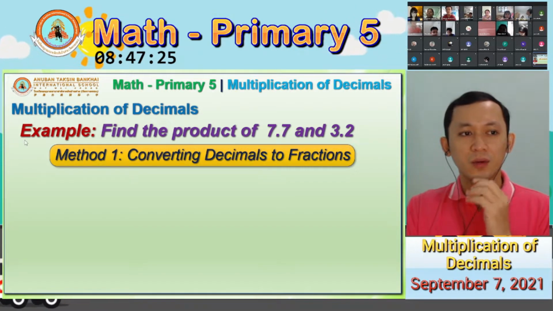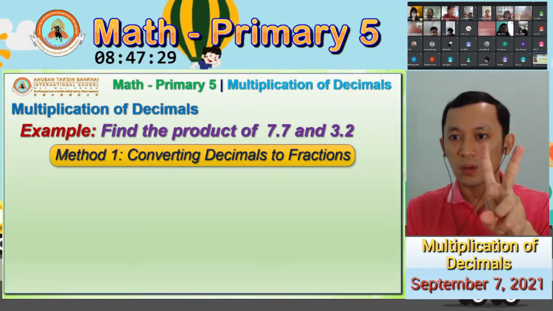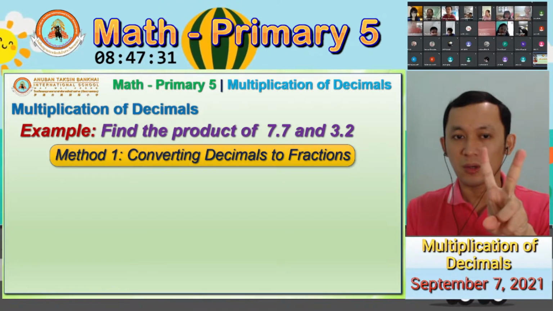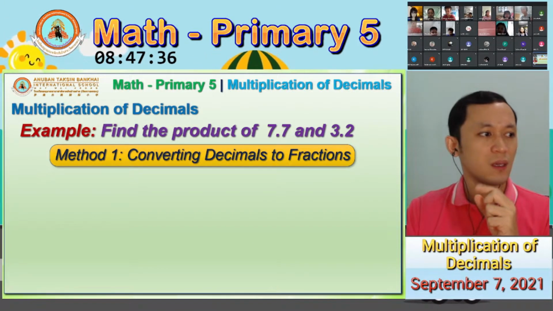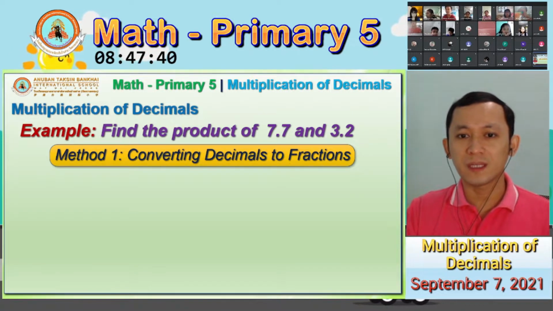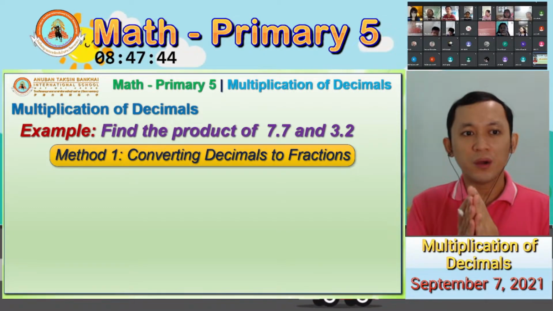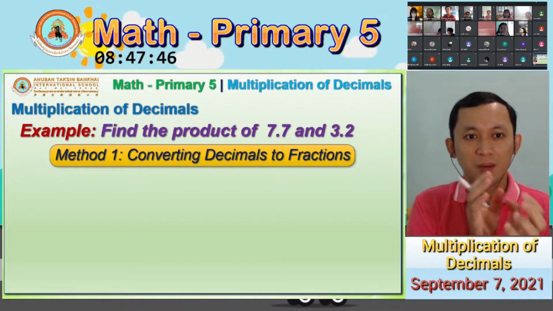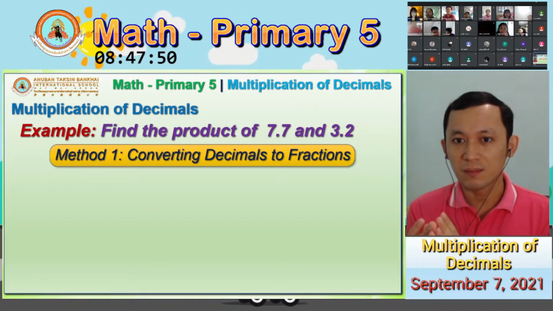In solving multiplication of decimals, we have two methods. Okay, two solutions. Let's start with the first one. This is converting decimals to fractions. Teacher, we are going to change. Okay, we are going to convert decimal to fraction.